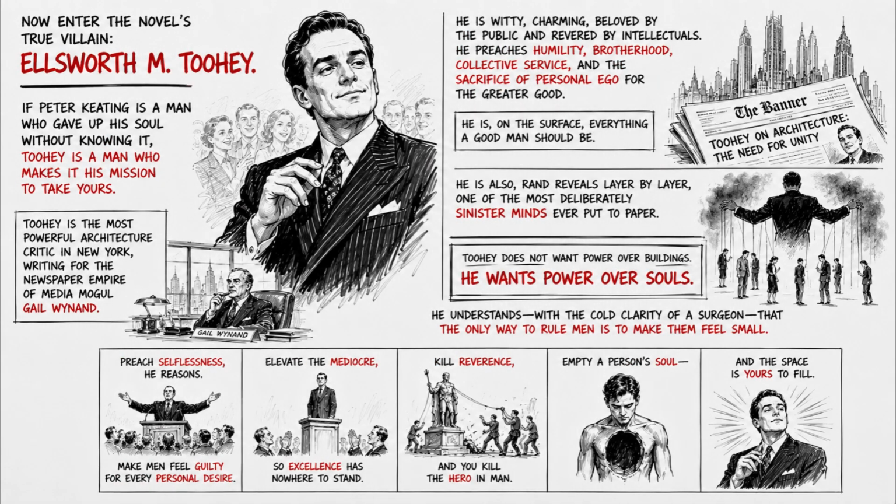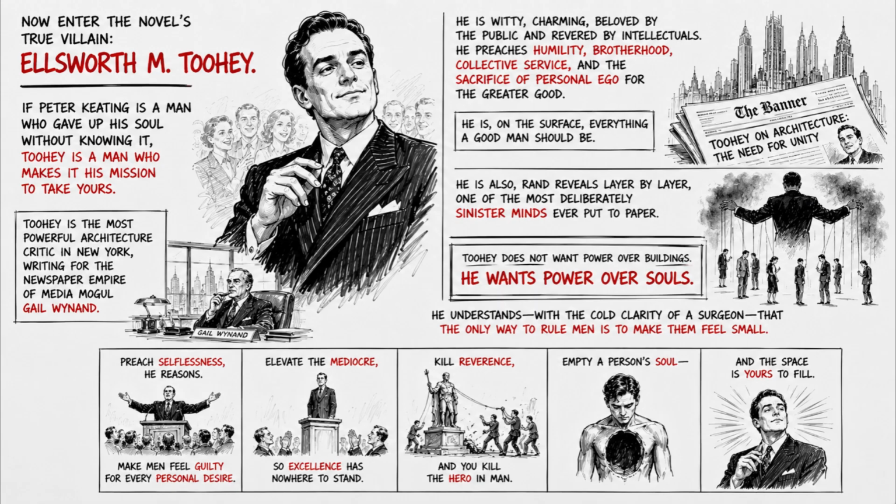Now enter the novel's true villain, Ellsworth Toohey. If Peter Keating is a man who gave up his soul without knowing it, Toohey is a man who makes it his mission to take yours. Toohey is the most powerful architecture critic in New York, writing for the newspaper empire of media mogul Gail Wynand. He is witty, charming, beloved by the public, and revered by intellectuals. He preaches humility, brotherhood, collective service, and the sacrifice of personal ego for the greater good. He is, on the surface, everything a good man should be.